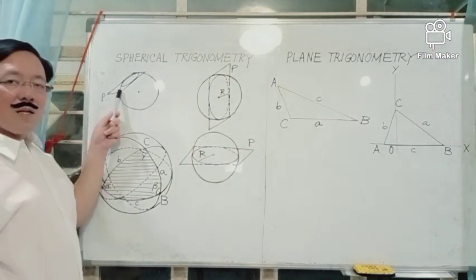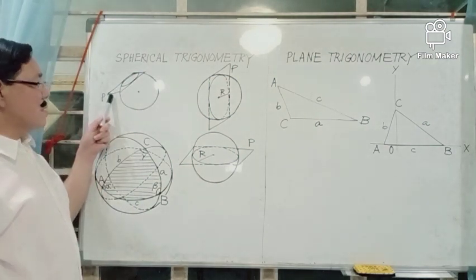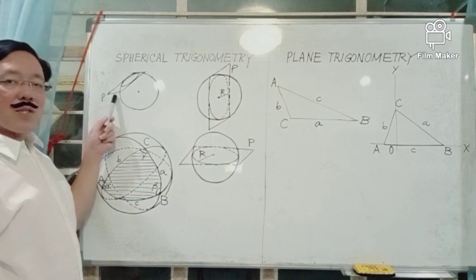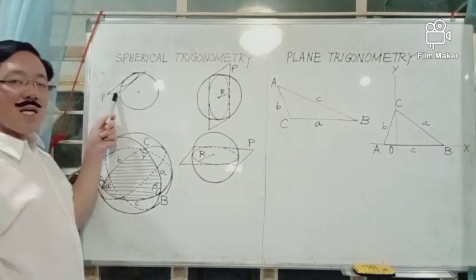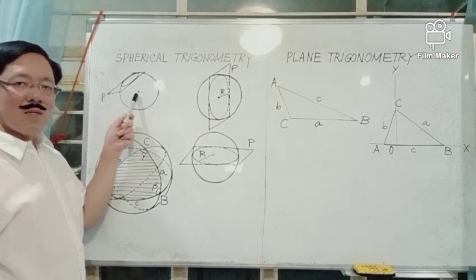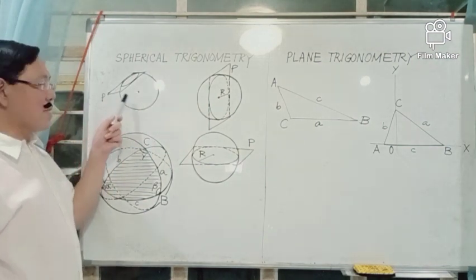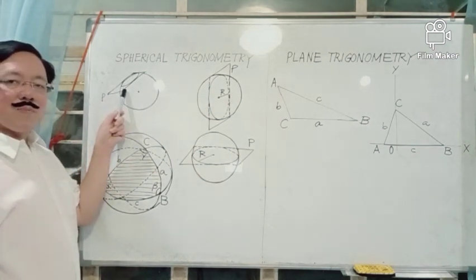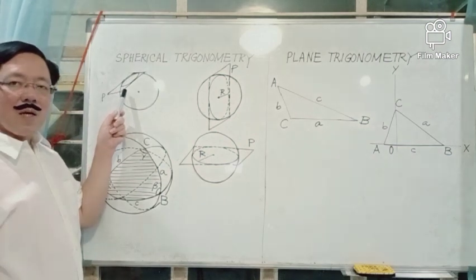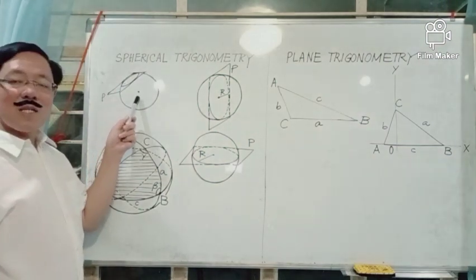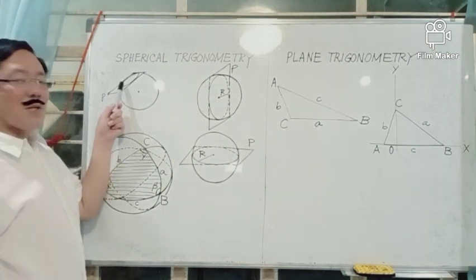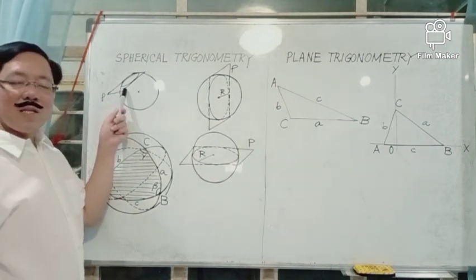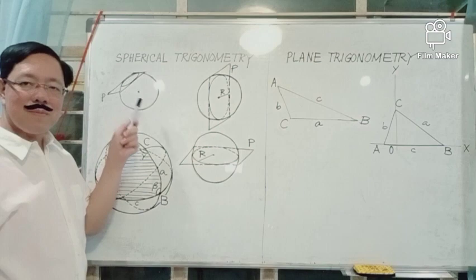You get a small circle if you pass a plane through the sphere, but the plane does not pass through the center of the sphere. The intersection of that plane P and the sphere is also a circle. But that circle is not a great circle because its center does not coincide with the center of the sphere, and its radius is not equal to the radius of the sphere. And this circle is what we call a small circle.